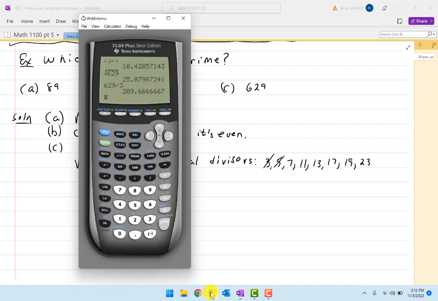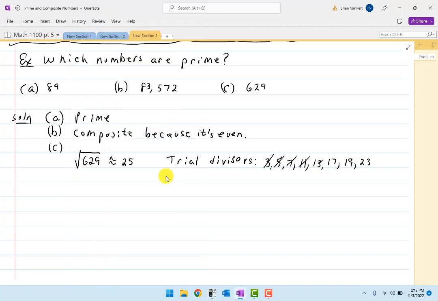Now the other ones, I'm not really so sure. So let's go ahead and do 629 divided by 7. And I have a decimal, so 7's not going to work. 629 divided by 11. 11's not going to work. 629 divided by 13. 13's not going to work. 629 divided by 17. Aha, it works. So 17 worked. So 629 equals 17 times 37. So 629 is composite.